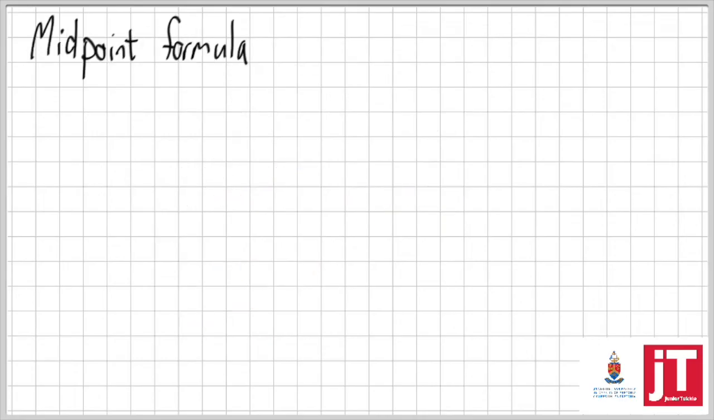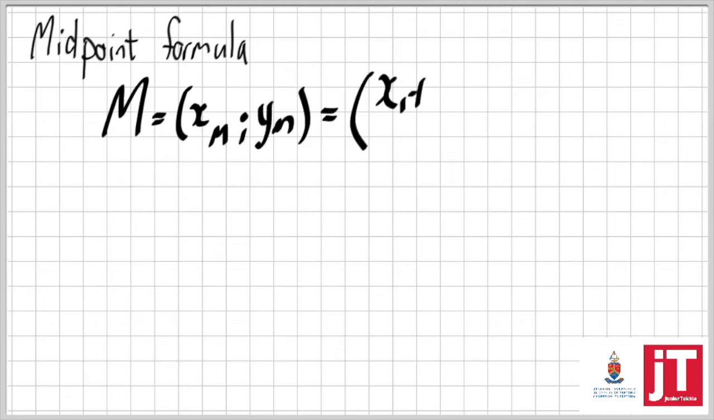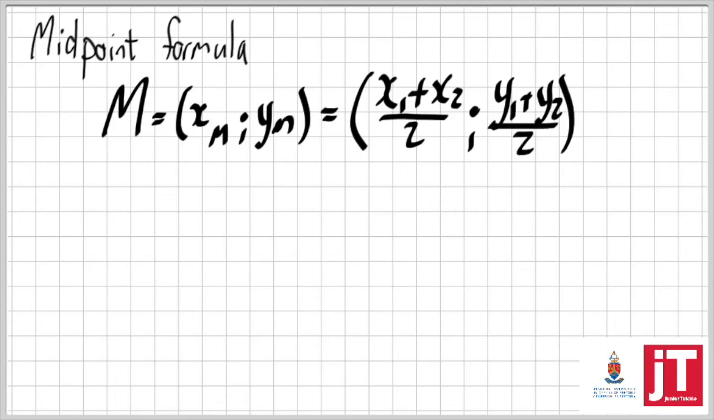Also, the midpoint formula. Now, the midpoint formula is very simple and straightforward. The midpoint, which is a coordinate, so an x value and a y value, is simply the addition of the x values over 2 and the addition of the y values over 2. Actually, the x value of the midpoint is just the average of the two endpoints, and the same with the y value. It's actually just the average of the y values of the endpoints.